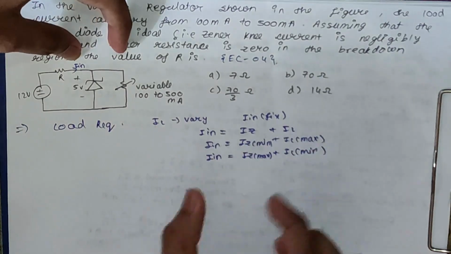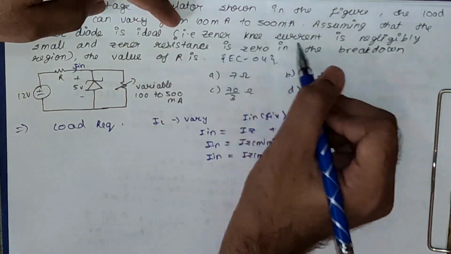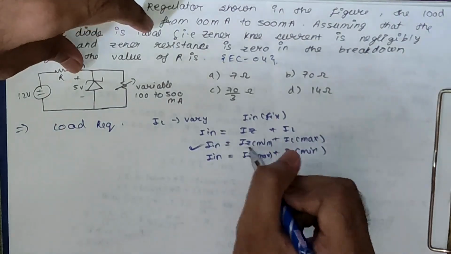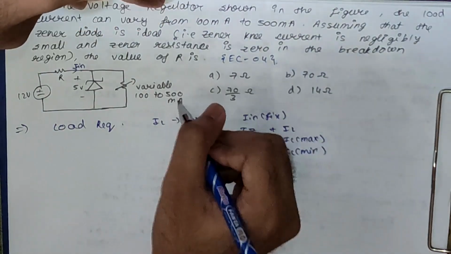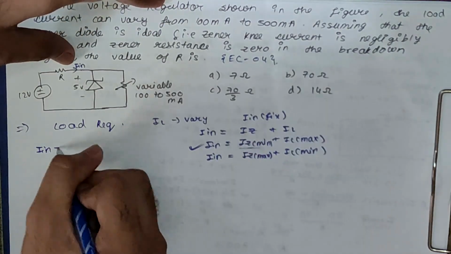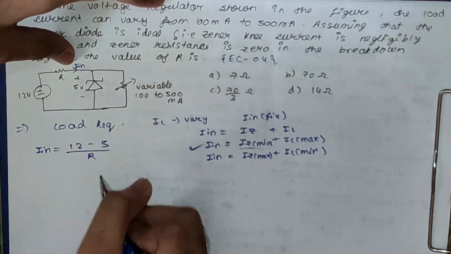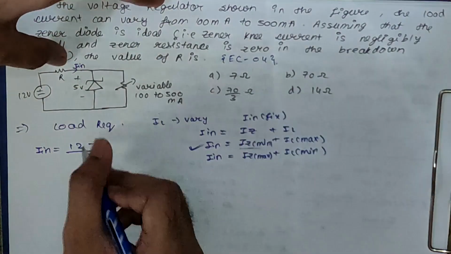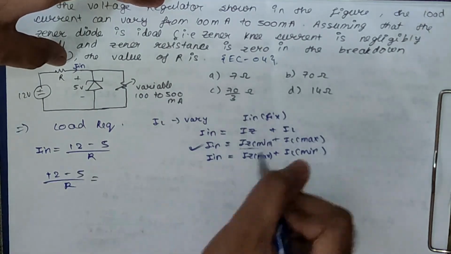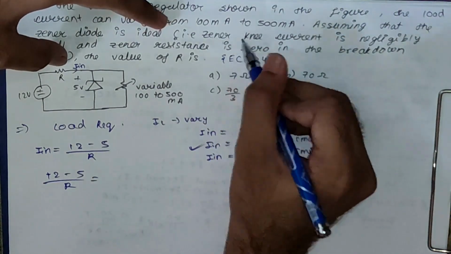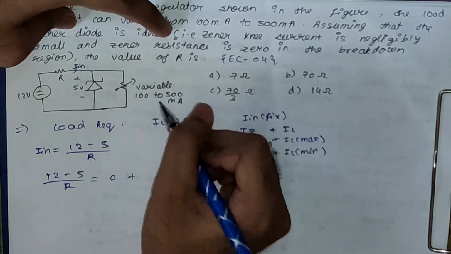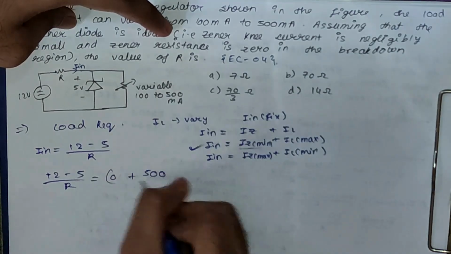Now the thing is, which equation should be used? Here you can see we know the Zener knee current. It means we know the Zener minimum current. So we are going to use this equation, right? Here we have Iz minimum and IL max. We know IL max is 500 milliampere, and we have to find out this I in. So I in will be 12 minus 5 upon R. R we don't know, R we have to find out. So if we put this into this equation, we get I in as 12 minus 5 upon R equals Iz minimum, which is 0 milliampere, because here Zener knee current is negligibly small, so we can consider it as 0 milliampere, plus IL max, which is 500 milliampere.